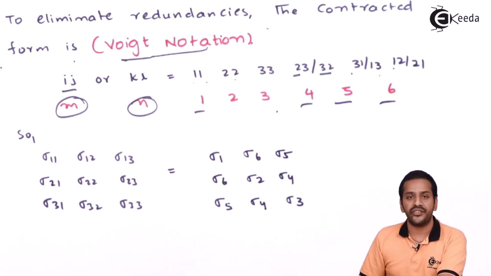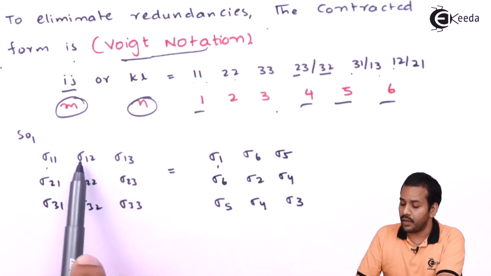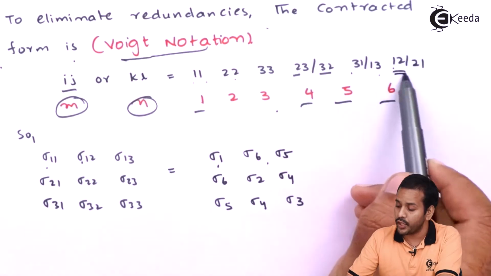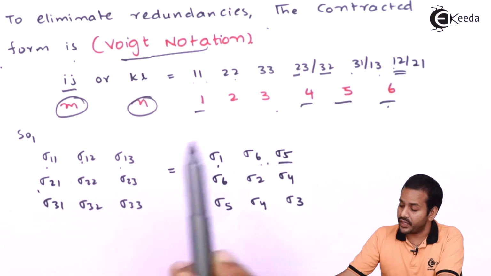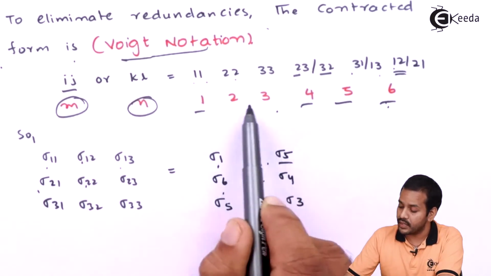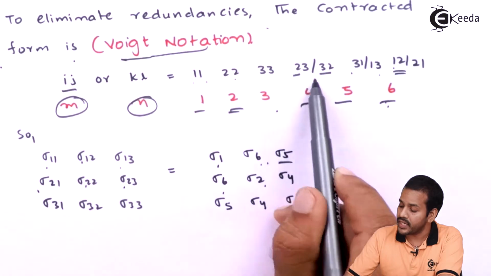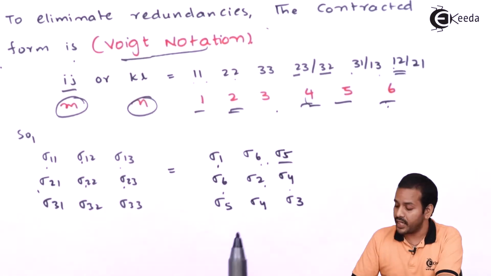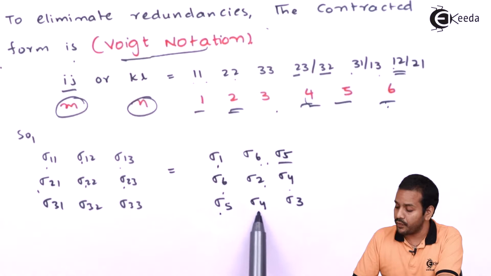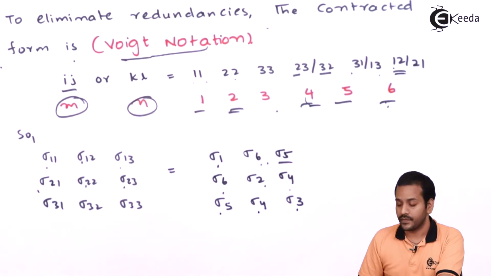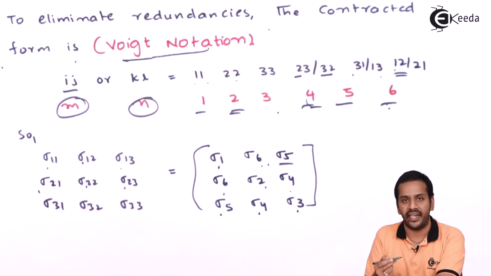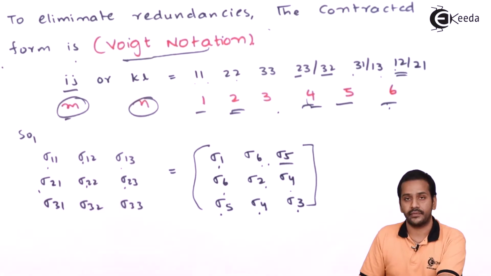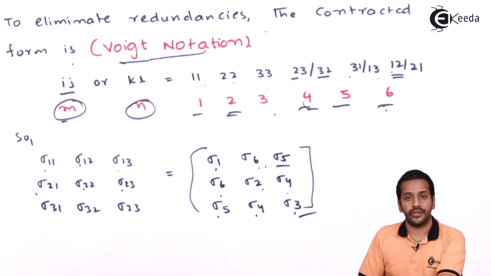So with this contracted notation, I can represent my stress tensor as sigma 1,1 is sigma 1, sigma 1,2 as sigma 6, see here, sigma 1,2 is sigma 6, and sigma 1,3 is sigma 5. Similarly, sigma 2,1 is again sigma 6, and sigma 2,2 is sigma 2, and sigma 2,3 is sigma 4. Similarly, sigma 5, sigma 4, and sigma 3. So this is a contracted notation. That is, instead of writing two indices again and again, two indices have been contracted to a single index. So this is the contracted notation or the Voigt notation.